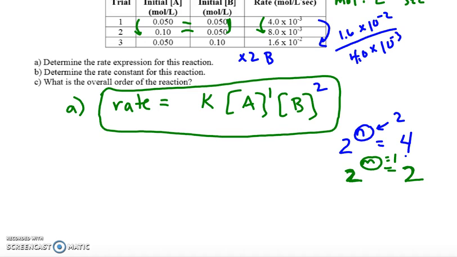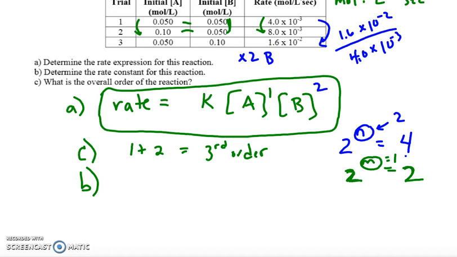That's it. Okay, we can actually answer part C right away. The overall order of the reaction is going to be 1 plus 2. You add those two exponents together, right? So overall, this is third order. That part is really easy to do as soon as you've written the rate expression.